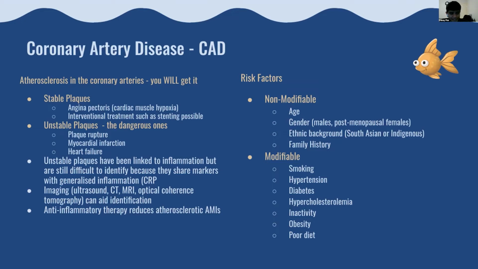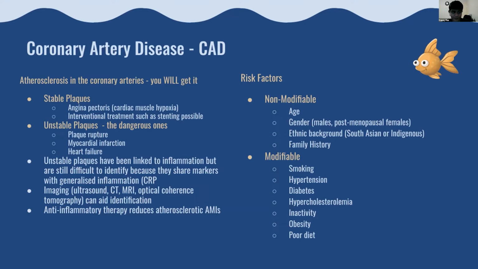I will talk about the different types of plaques and how they appear in a second, but what you need to know is that unstable plaques have been linked to inflammation, but they are difficult to identify just based on inflammation because they share lots of inflammatory markers. Imaging can aid in identification, and anti-inflammatory therapy has been cited to reduce atherosclerotic AMIs, or basically an unstable plaque rupture. So that's confirming the link between inflammatory markers and unstable plaques, but it's not a big deal to fully understand that right now.